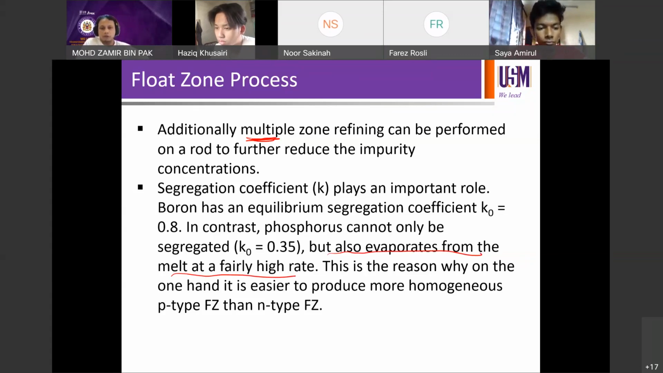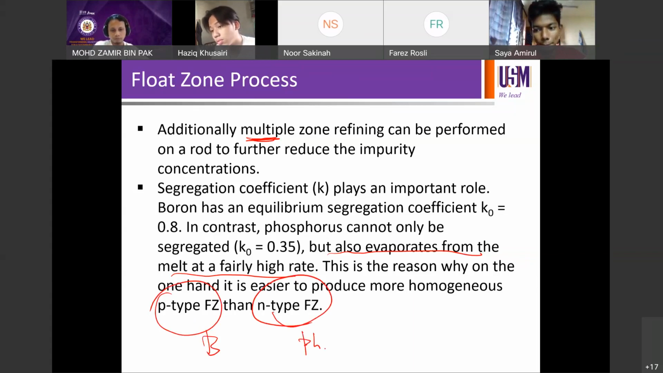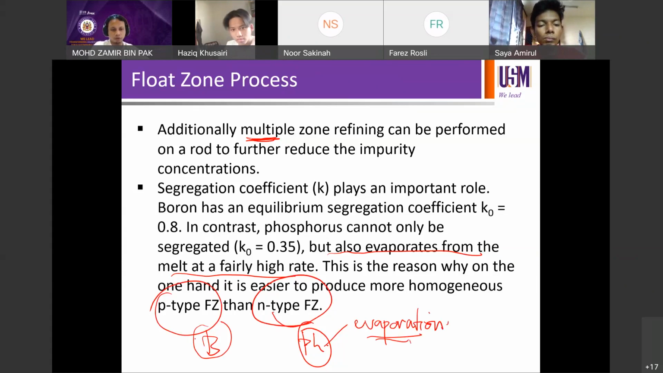Due to the evaporation of phosphorus at quite a high rate, it is a lot easier to get homogeneous p-type, that means using boron, compared to using phosphorus, because phosphorus suffers from the evaporation issue. Boron is much lower. So it is a lot easier to control the p-type process with boron in comparison to the n-type process with phosphorus.